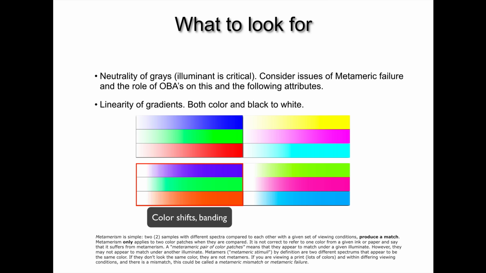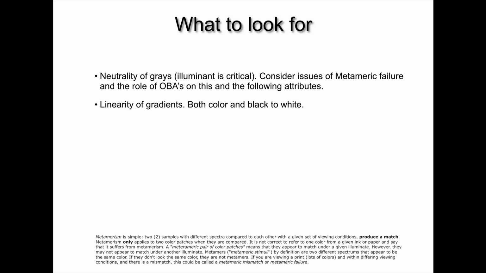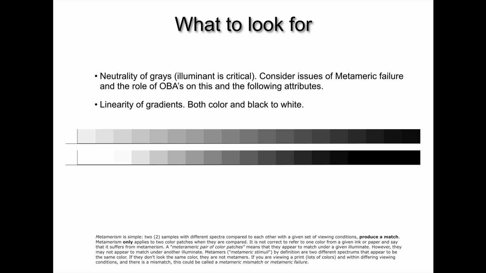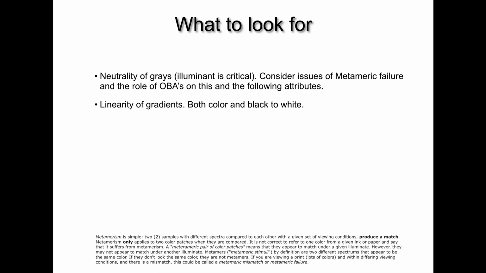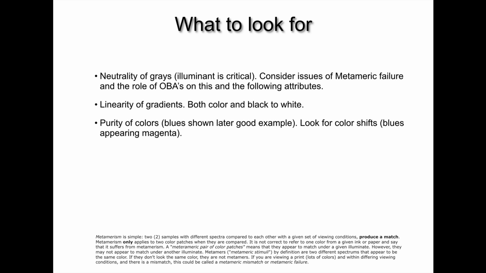We want to look at the linearity of gradients, both color and black and white. So in other words, if we're looking at a step wedge that ranges from pure white to pure black, we want to see that not only is it neutral, but that it gradates in a linear fashion, that there aren't abrupt areas that are too dark or too light, that it's a smooth, gradual, even, linear transition from black to white or cyan to magenta or yellow to white. And we'll see this in an upcoming slide.